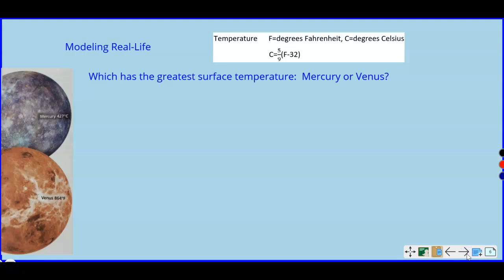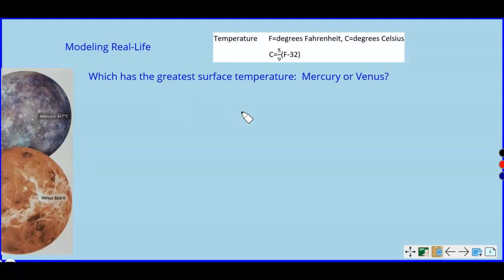All right, the next question says, which has the greatest surface temperature, Mercury or Venus? All right, so we're going to use the temperature formula to figure out which one has the greatest surface temperature. So Mercury has 427 degrees Celsius given, and Venus has 864 degrees Fahrenheit given. Since this one's in Celsius and this one's in Fahrenheit, we have to convert one to the other in order to be able to compare them.